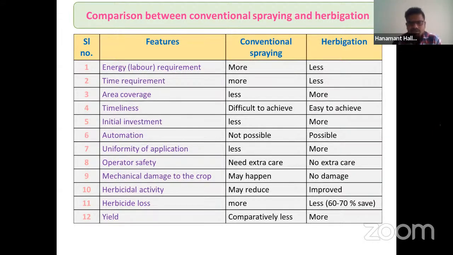Okay, in any condition herbigation efficiency will not decrease; either it will remain the same or it may improve. Then herbicide loss is more in case of conventional spraying, whereas it is less, with 60 to 70% saving of chemicals in case of herbigation. Then yield is comparatively less in case of conventional spraying. In herbigation we can get more yield because of better application of water as well as chemicals to control the weeds.